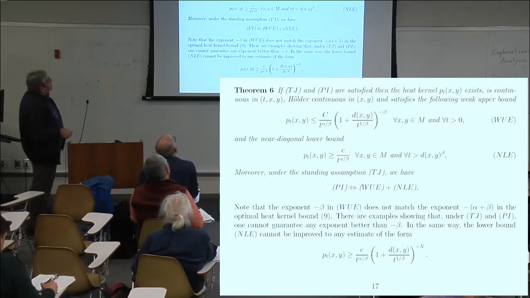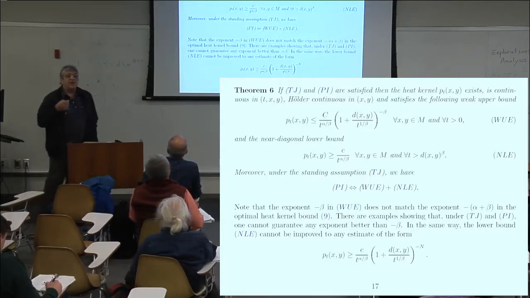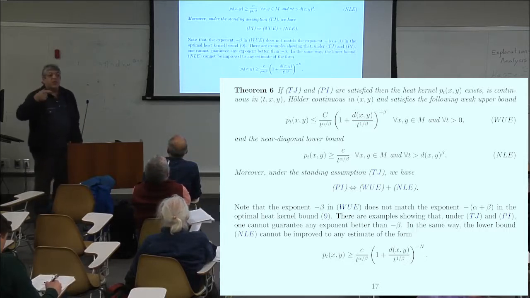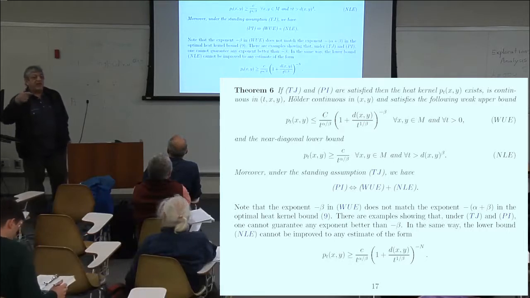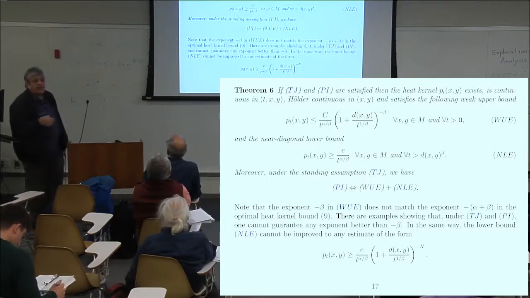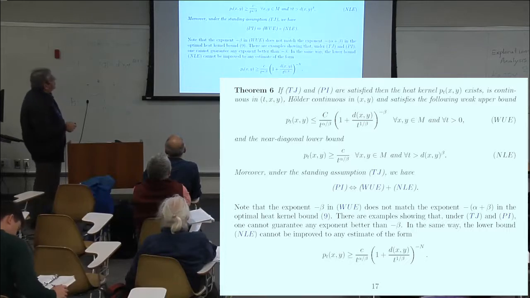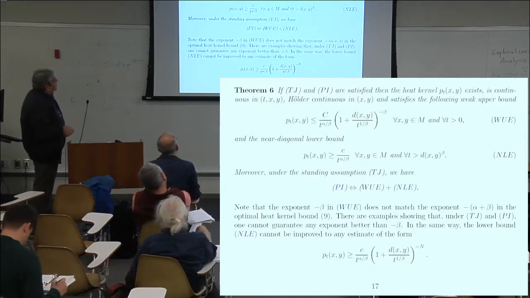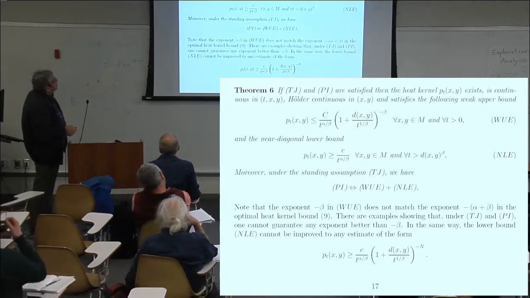Moreover, if we take TJ as a standing assumption, then Poincaré inequality is actually equivalent to these two. So this is analogous to the first theorem that I stated about the equivalence of the Li–Yau estimate with Poincaré inequality and volume doubling. Although here, the analogue of volume doubling is the standing assumption plus one more additional condition. So this is an equivalence for Poincaré inequality. Interestingly, there are examples that show that in general one cannot improve this. This power is sharp here, and so one cannot significantly improve the near-diagonal lower estimate either.